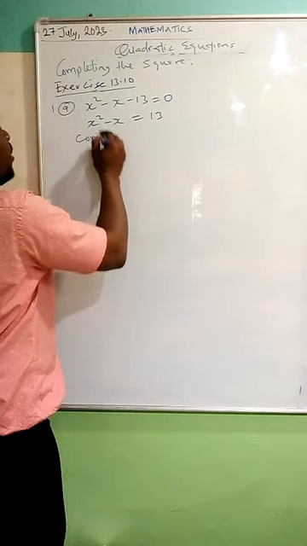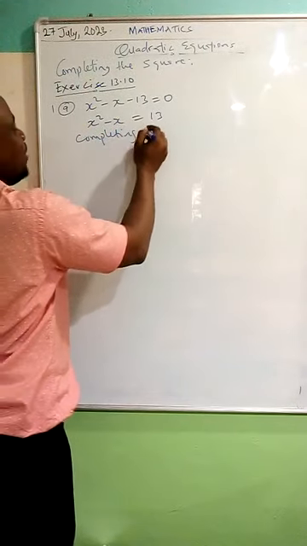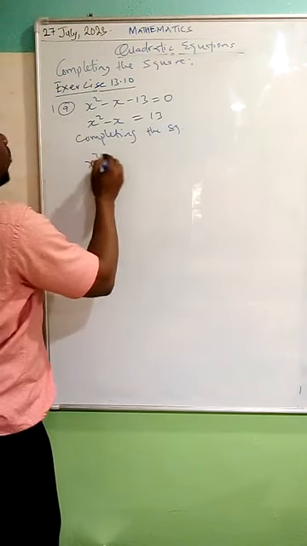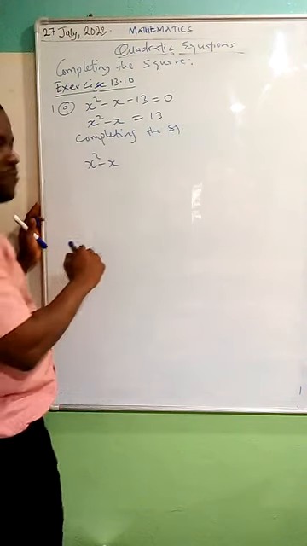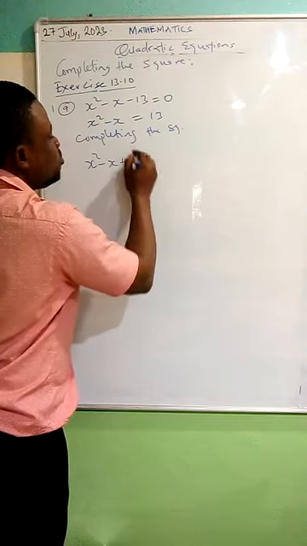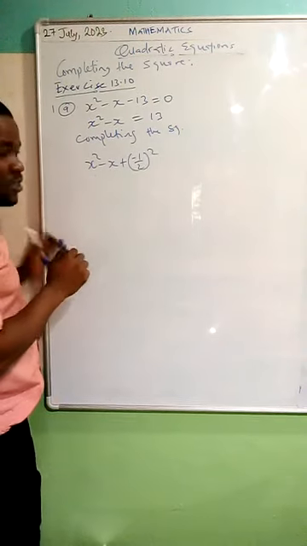Then we complete the square. I'm sure you will get it perfectly this time. Complete what now? The square, right? So I have x squared minus x. What am I adding to make it perfect? I'm adding minus 1 over 2 squared.